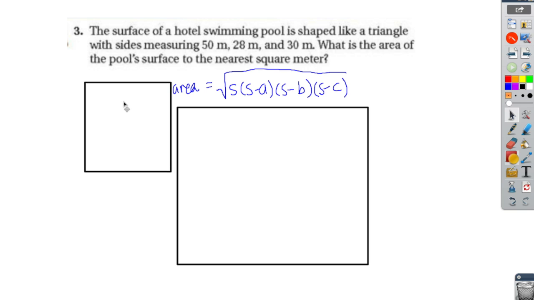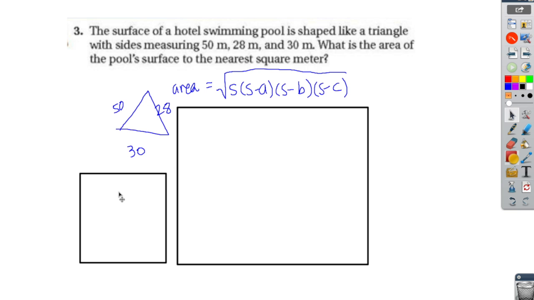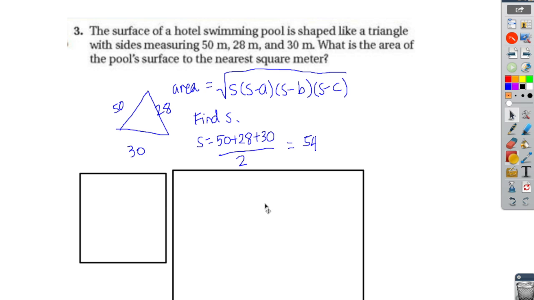And let's take a look at that. So half of the perimeter, so I tried to illustrate it just as a visual. Again, not drawn to scale, obviously, and not accurate as it should be, but just as a visual. So let's find S. All right, S will be when we add all the side lengths divided by 2, which is 54 in this case. And we'll go ahead and plug it in.